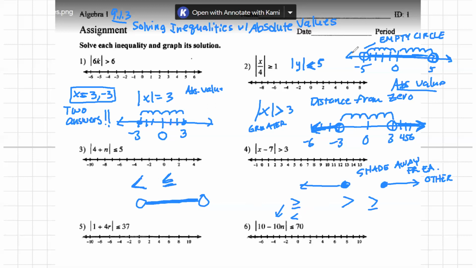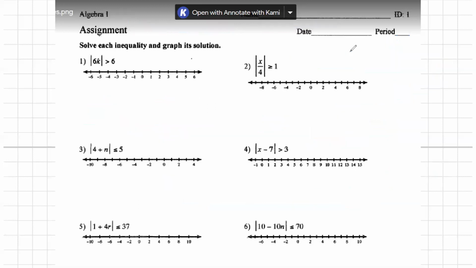Okay. So let me move this bar out of the way. There we go. Okay, so let's solve this. Number 1. Okay, so write this on your paper. Number 1, absolute value of 6 times k is greater than 6. So there's some number that we multiply by 6 and we take the absolute value of.